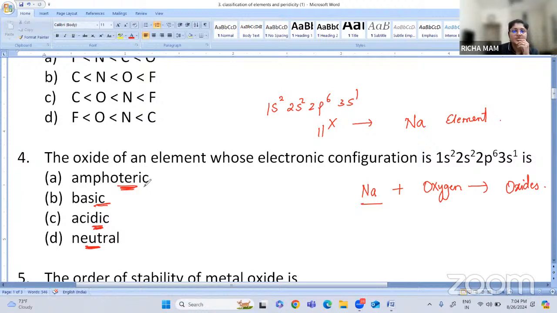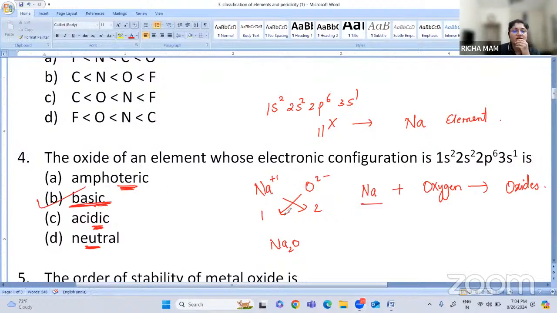So you have to tell the oxide of an element whose electronic configuration is this. Yes, it is sodium. When it reacts with oxygen, it forms Na+ and O2-, so it will be Na2O. It is an alkali metal, and alkali metals are strongly basic in nature. So whenever you have an alkali metal, the answer is basic. So they are basic.